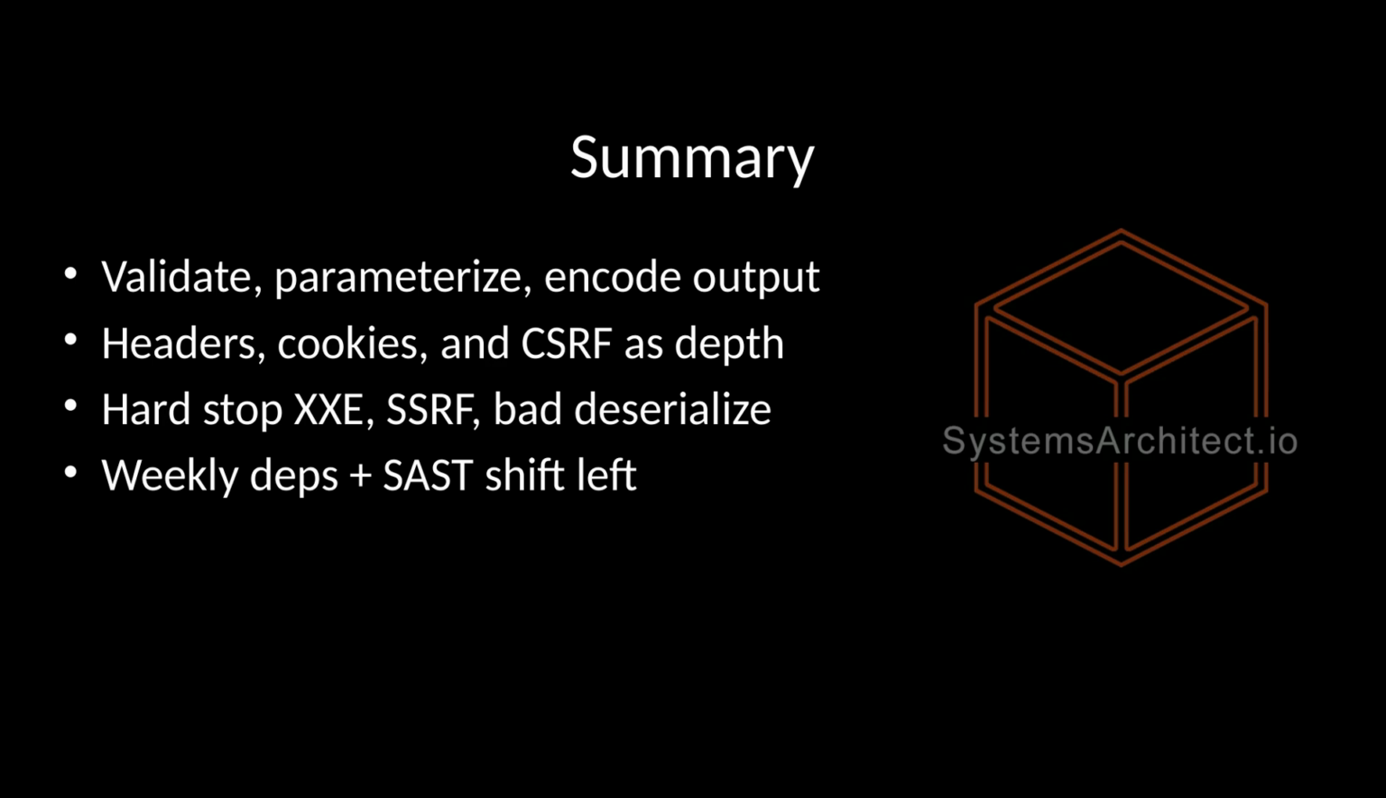CSP, HSTS, locked cookies, and CSRF tokens turn the browser into another enforcement layer when app code slips. Hardened XML parsers, metadata protections, and safe deserialization blunt cloud-era SSRF and RCE paths. RCE, remote code execution, is a vulnerability that allows an attacker to run arbitrary code on a target system. Weekly dependency hygiene and SAST on every commit move fixes left when they are cheap instead of after the breach.